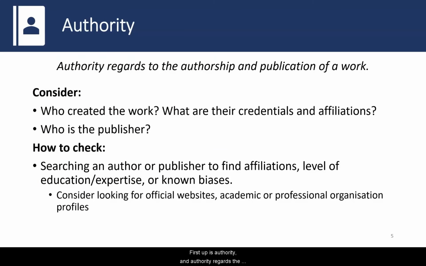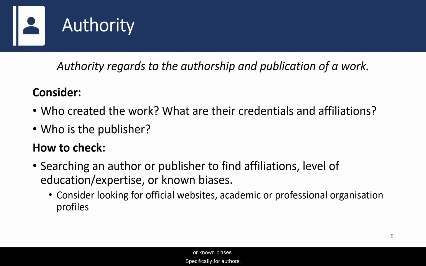First up is authority, and authority regards the authorship and publication of a work. When you're looking at the authority, you'll want to consider who created the work and what their credentials and affiliations are. You may also want to consider who the publisher is. Finding this information isn't too difficult, thankfully, and you can use your preferred search engine to search the publisher or the author to find any affiliations, levels of education and expertise, or known biases.